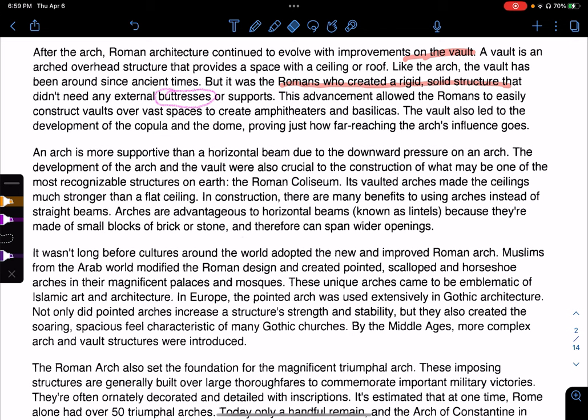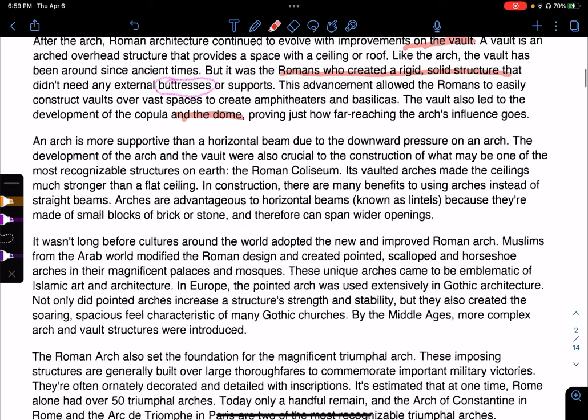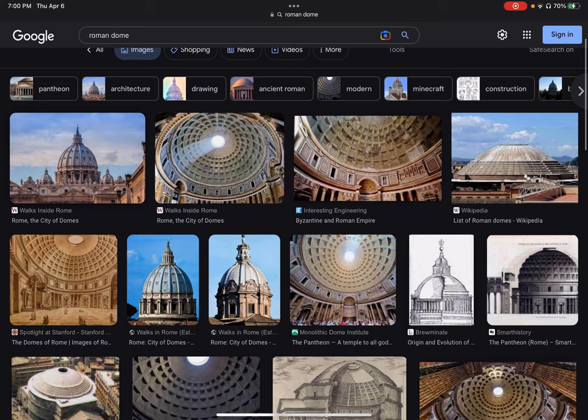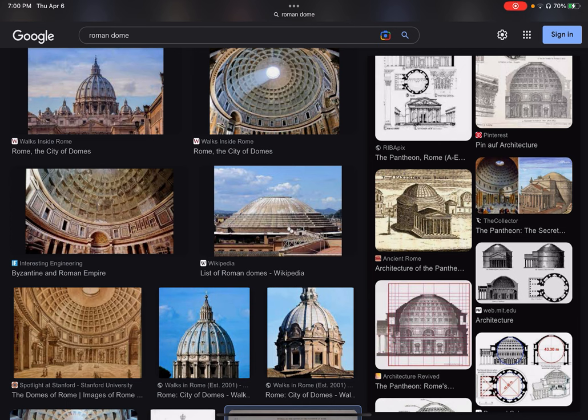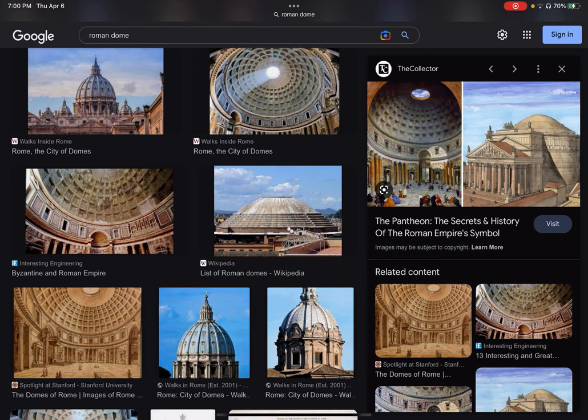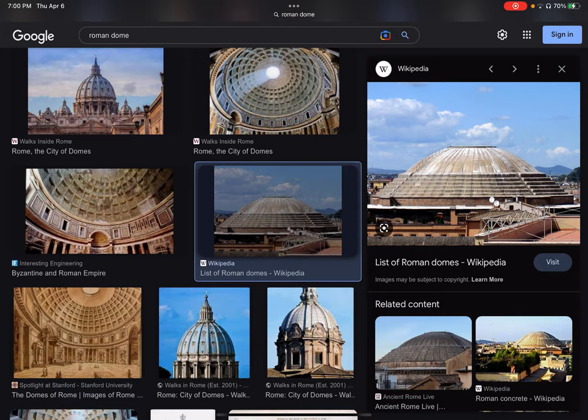Right, and just how far reaching did the arch's influence go. So if you look at Roman dome, this is the Pantheon from a side view. The dome is this big rounded thing in the middle, on the right hand side. Let me see if I can find another one that looks like this one. So it's kind of like an arch that's like a vault, but it's chunkier. Okay, we'll get to that. This is what it looks like from the top. Okay, let's keep going.